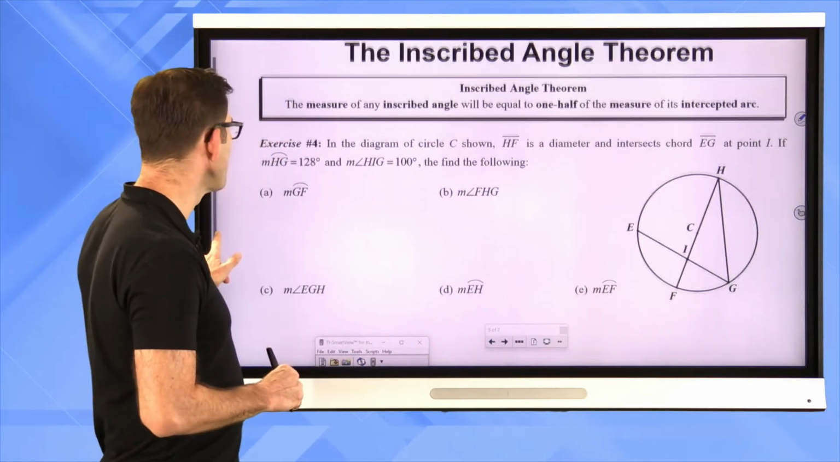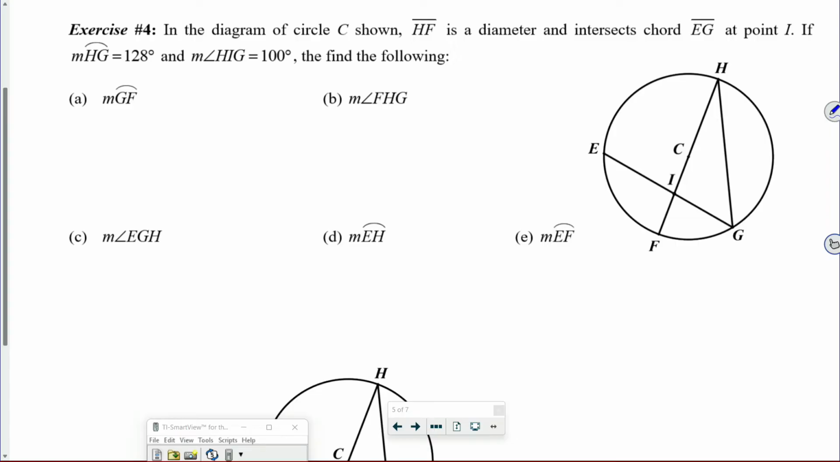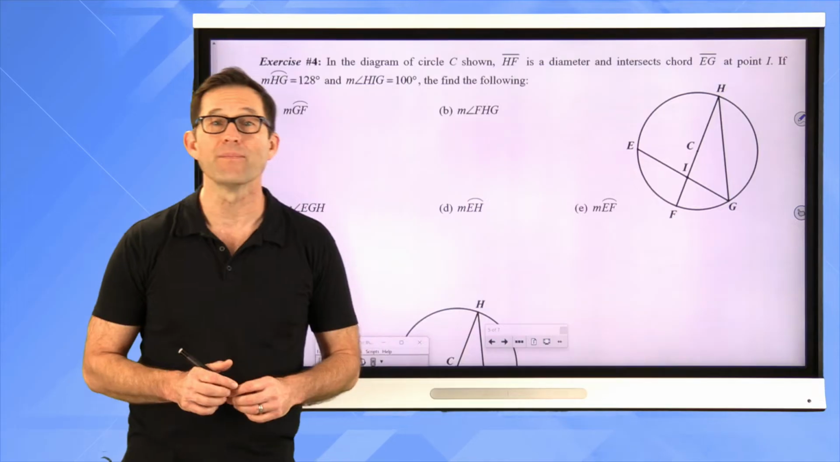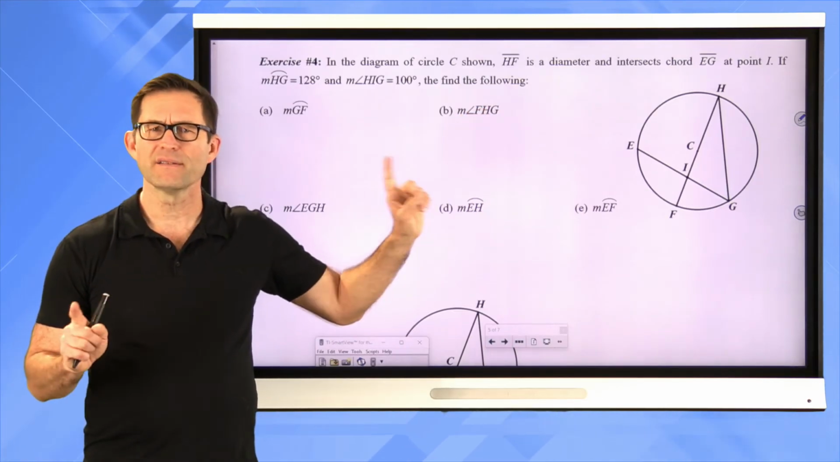So let's play around with that a little bit in exercise number 4. In the diagram of circle C shown, HF is a diameter and intersects chord EG at point I. If the measure of arc HG equals 128 degrees, and the measure of angle HIG is equal to 100 degrees, find the following.